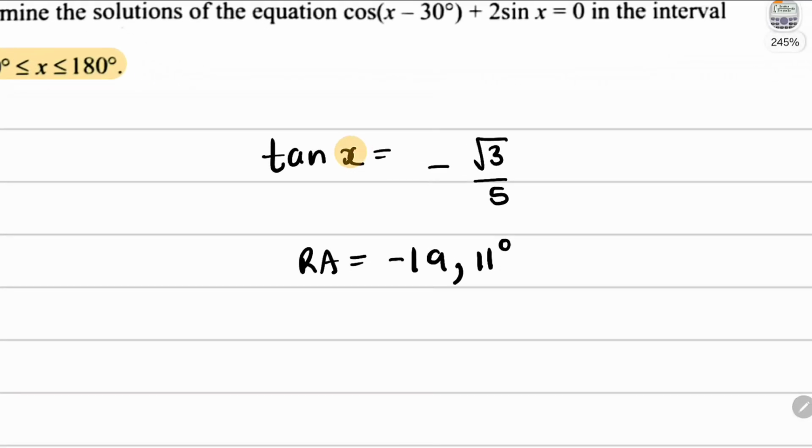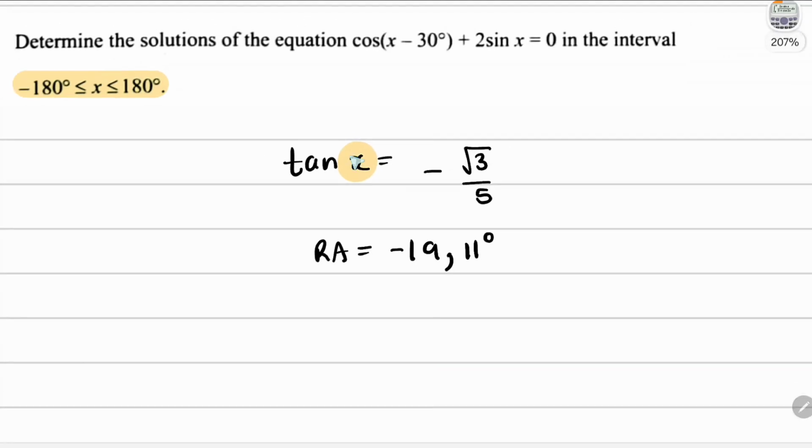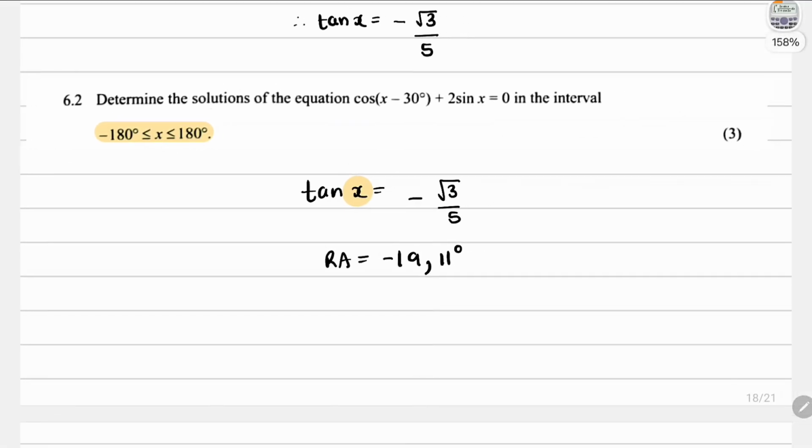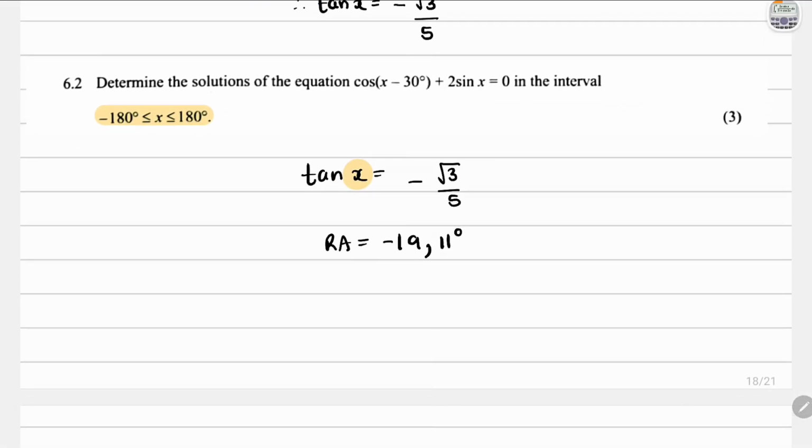It's not a problem because do you see that we're just trying to solve for x, not 2x or 3x or half x? We don't have to divide at the end. It's fine if you round off to 2 decimal places at this point. So this is our answer for the reference angle. And then remember to solve for x with tan, it's very simple. All you say is x is equal to your reference angle plus k times 180 degrees, where k is an element of integers. So x is equal to negative 19.11 degrees plus k of 180 degrees, where k is an element of integers.